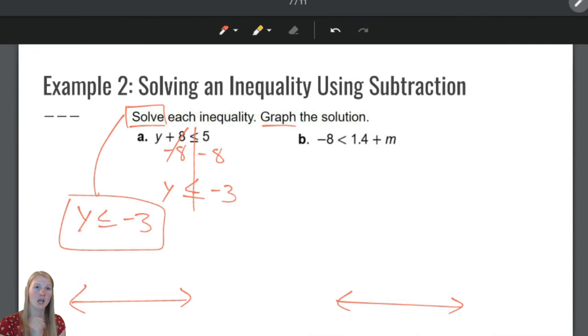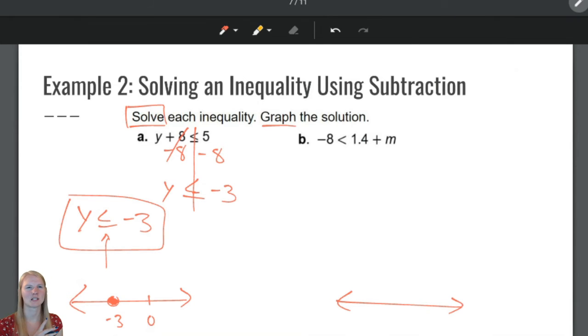This is solving, but now I also need to graph. So I'm going to put 0 on here. I'm going to put the number we care about on here. I need to put a circle at negative 3, and because it is less than or equal to, this circle is going to be filled in.